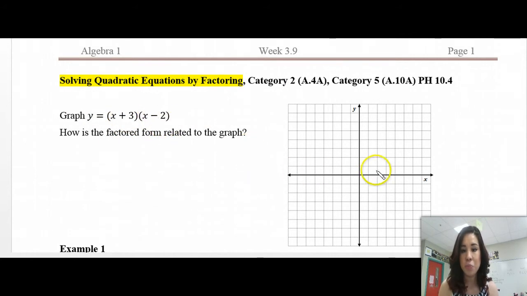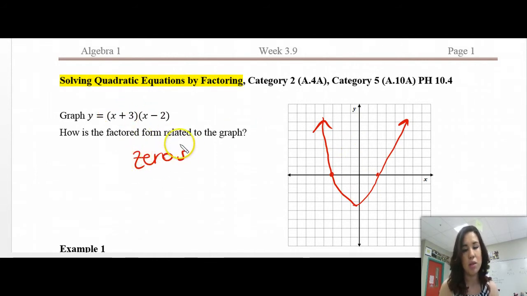If I was to graph this, it would look something like this. We would have a point here and a point here, and it would be a parabola, sort of like that. So what do you notice? When you factor a quadratic, what you end up with are called the zeros, which we had already seen in the other videos. The zeros are where the quadratic crosses the x-axis, here at -3 and at +2. We're going to learn how to use factoring to actually solve for these.